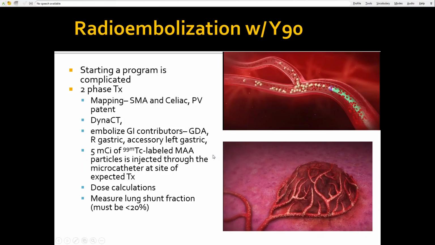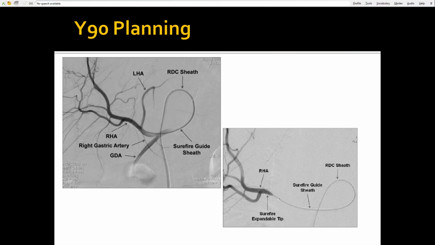And the pre-treatment phase itself, the mapping and the embolization, can take anywhere from an hour to 2 to 3 hours, just depending on the anatomy and what's in the way. So here's just a conventional angiogram that shows your typical anatomy here, and some of the arteries to avoid. In most cases, you're going to take out the gastroduodenal artery. If you can find the right gastric artery and get into it, that would be another artery to take out. Again, it just depends on where you're treating.